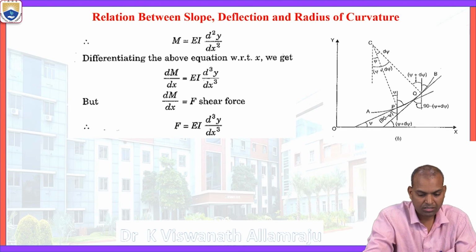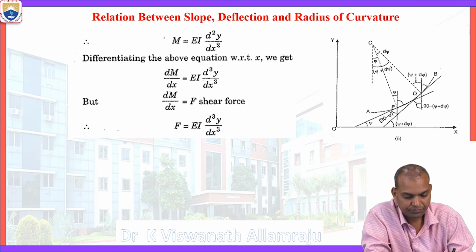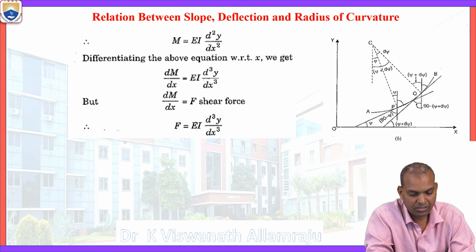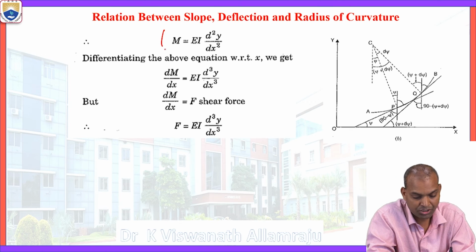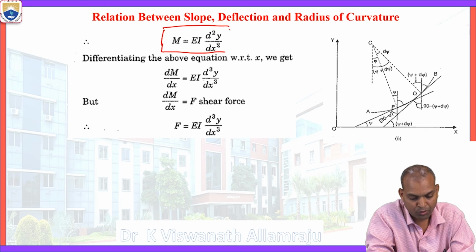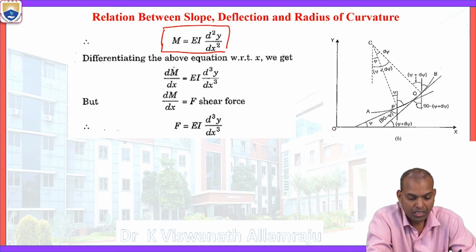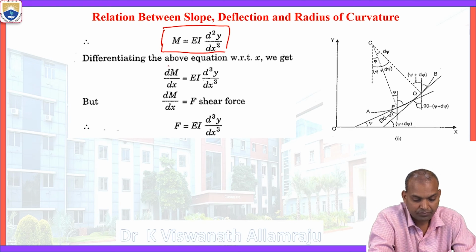So this is the relation between slope and deflection, radius or curvature, but here is the moment resistance equation. If you differentiate this once with respect to x, dM by dx equals EI times d cube y by dx cube.